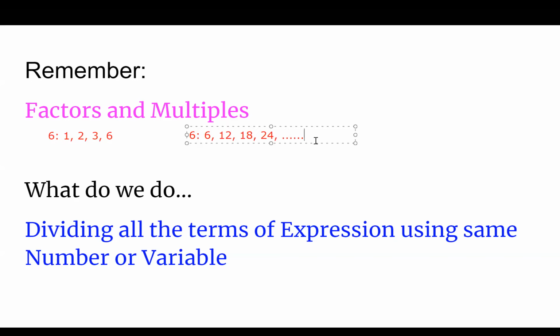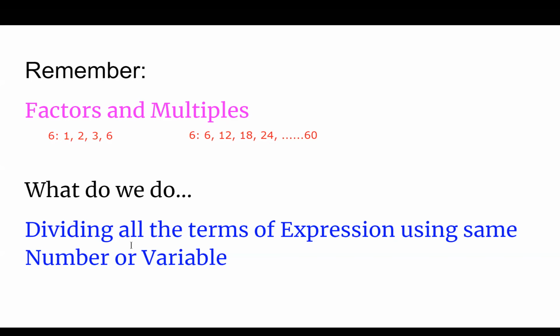For the number 6, it doesn't stop at 60. For example, 6 times 10 makes 60. It can also be extended to 66 and 72. So these are the two simple things that we need to remember about what factors and multiples are.